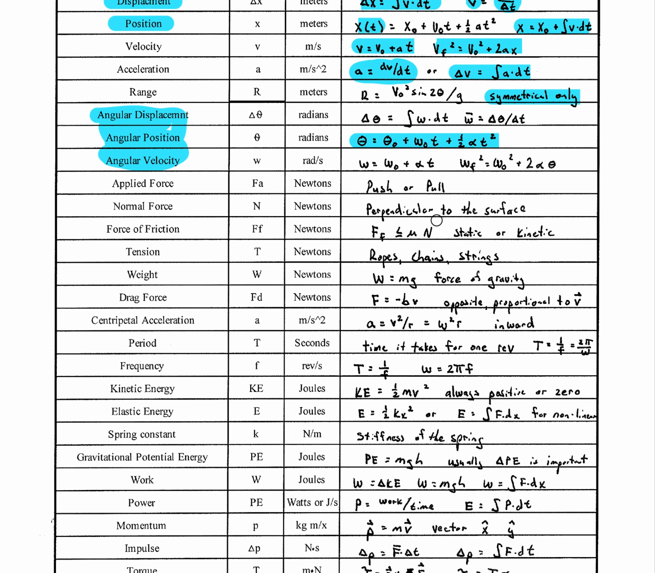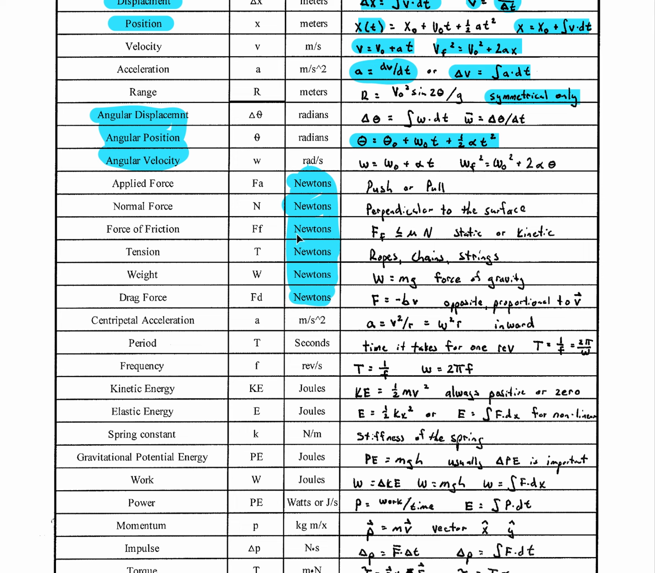All right, my next point here is these guys. Look, they're all in newtons. Well, of course they're in newtons. All of those things are just forces. They're just different versions of forces. An applied force is a push or a pull. The normal force is the force of a surface, and it happens to be perpendicular to the surface. That is what the word normal means.